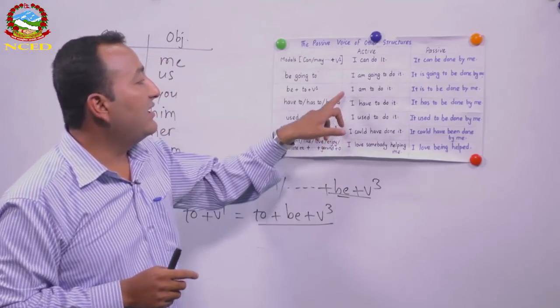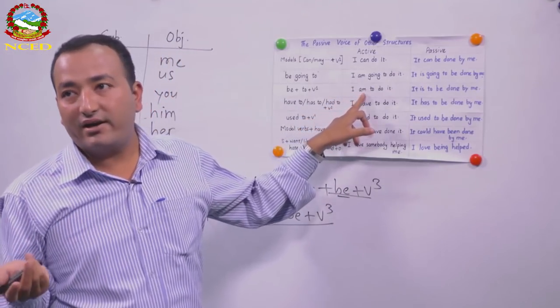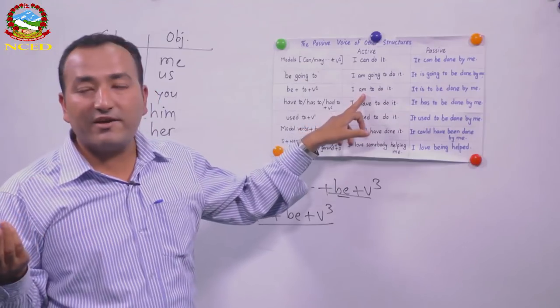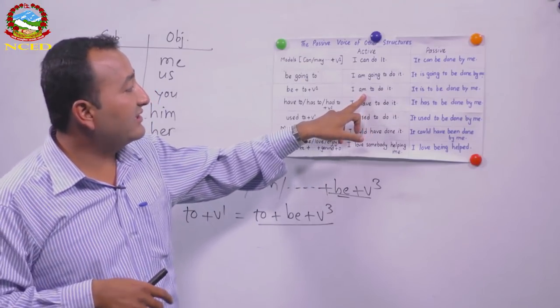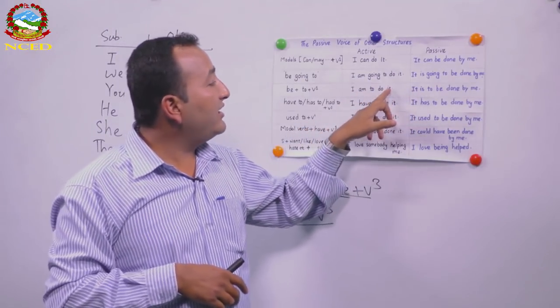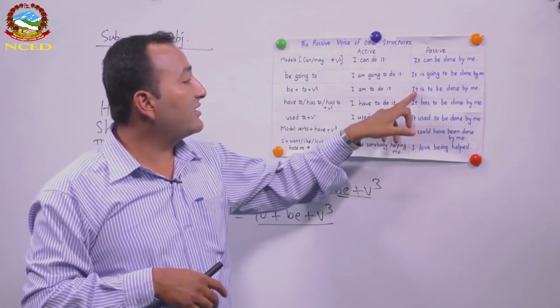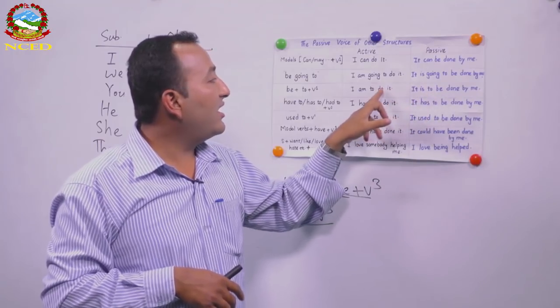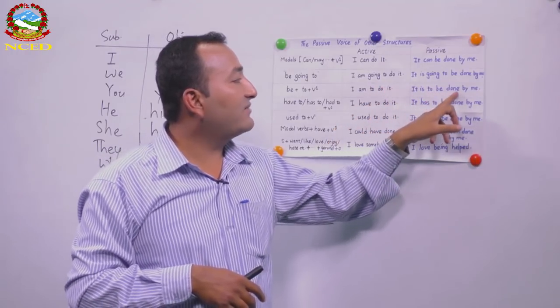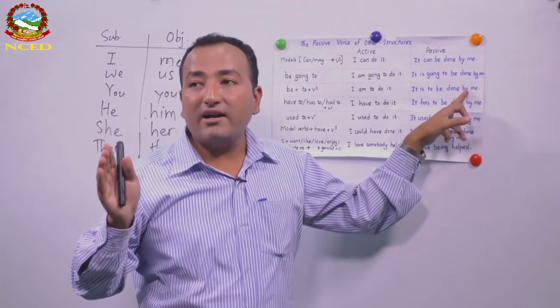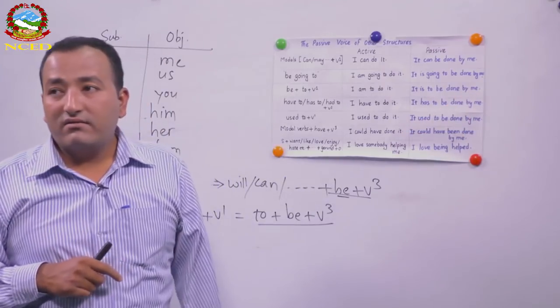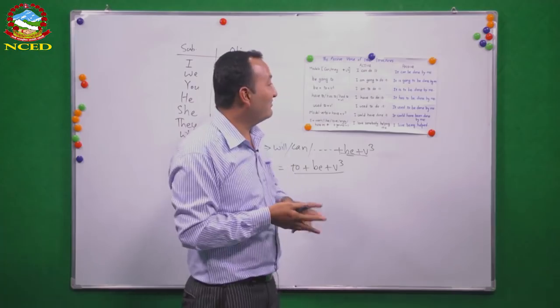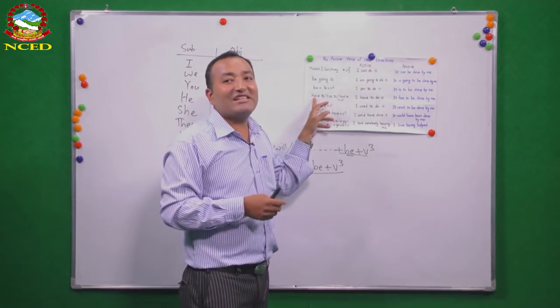Sometimes there are sentences like: I am to do it. He is to do it. She is to do it. She is to play football. He is to play football. We write the same. It comes as a subject. Then in place of am there is to, the same to. And in place of verb 1 we use be plus verb 3. Be done. Then by me. Are you getting bored? Okay. Let's see some more examples.